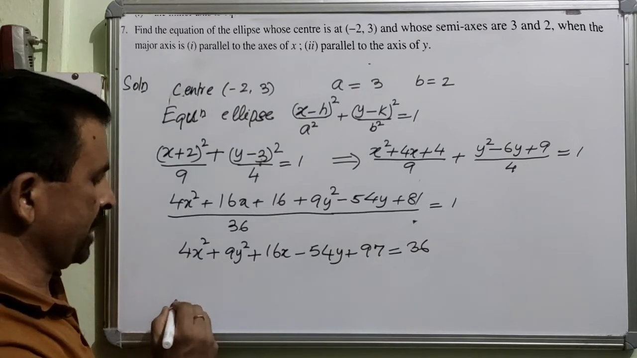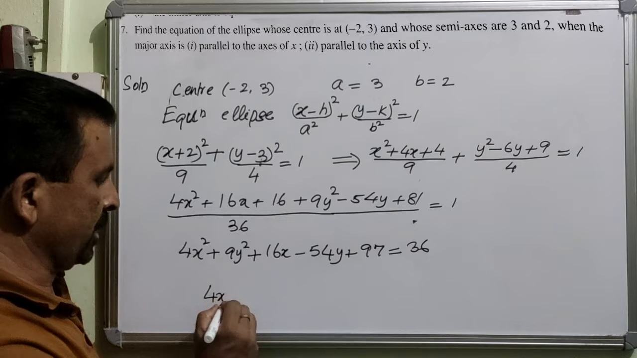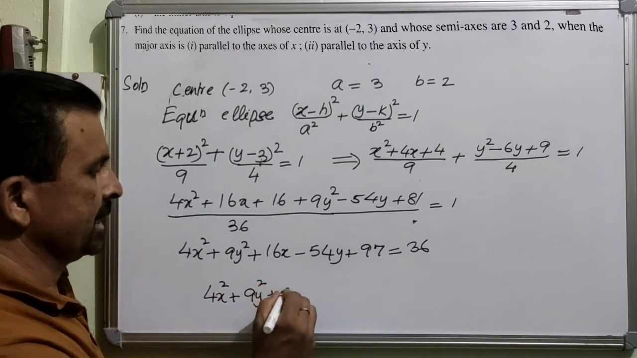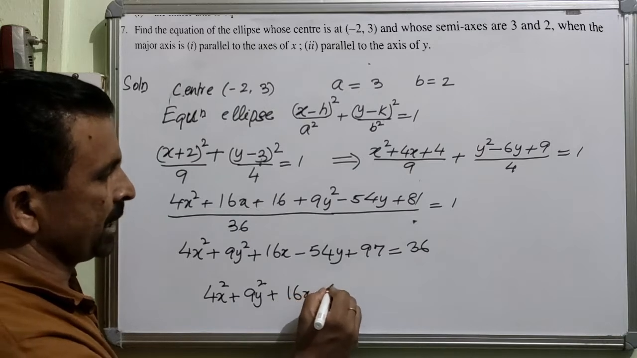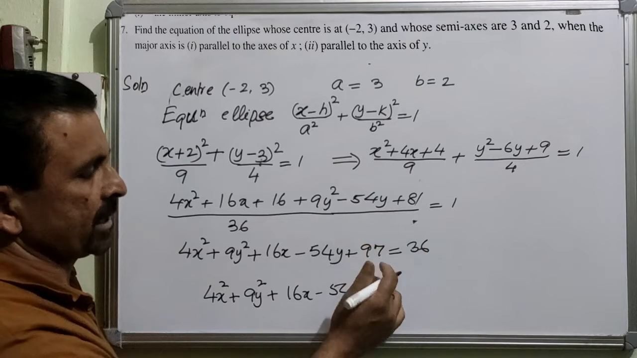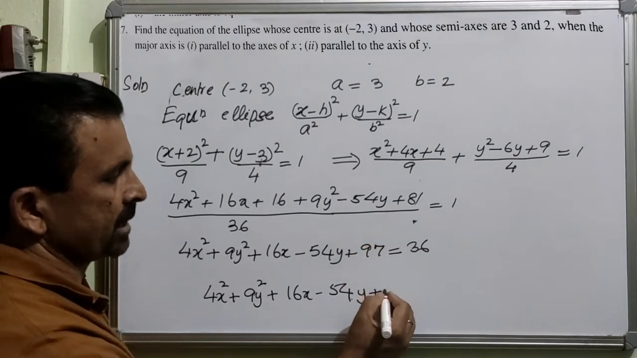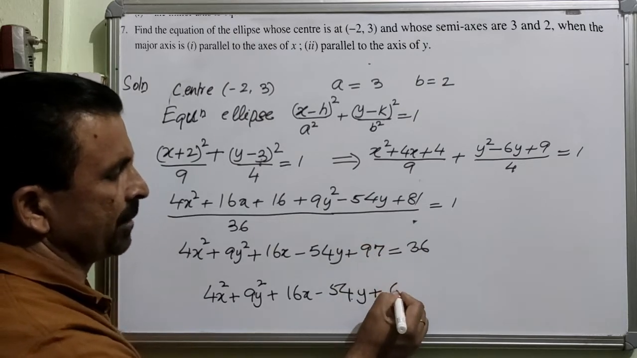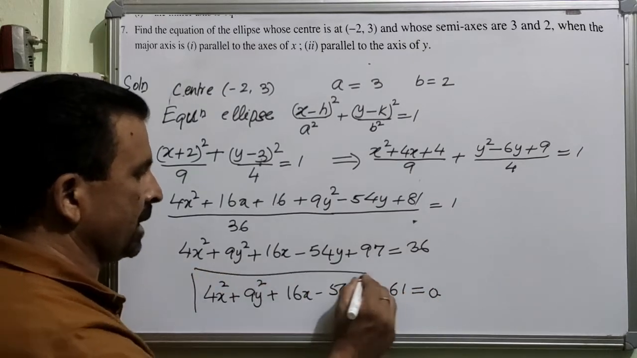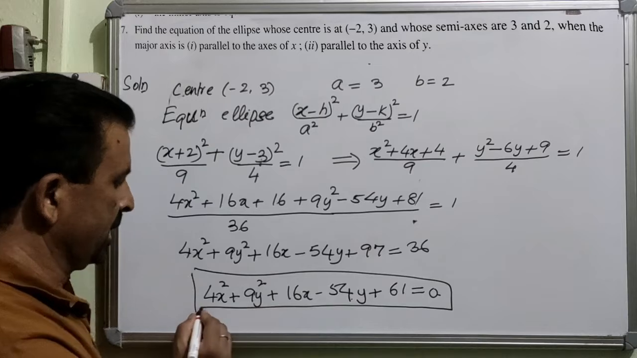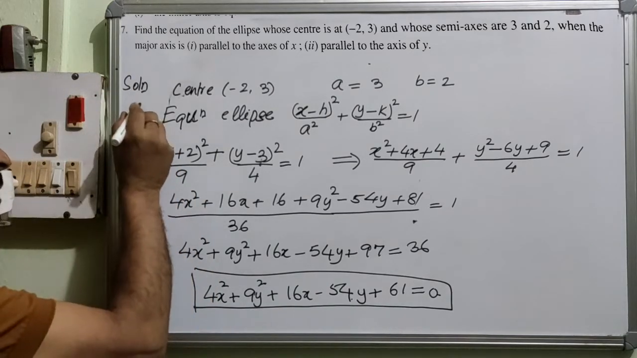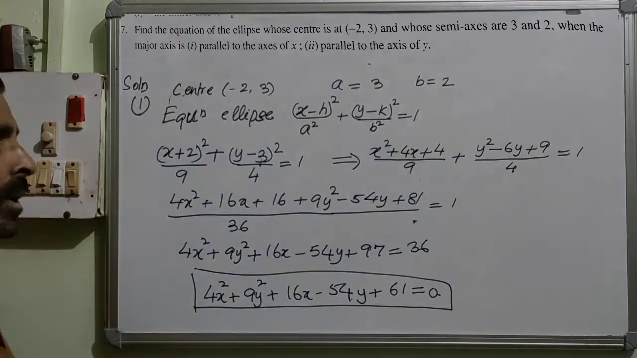So the required equation, the final equation is 4x square plus 9y square plus 16x minus 54y, and this 36 when it comes to this side, it will become what? This will become 97 minus 36, which is 61, is equal to 0, and this becomes the final equation of your ellipse. This is question number 7, Roman number 1. This is the solution of Roman number 1.